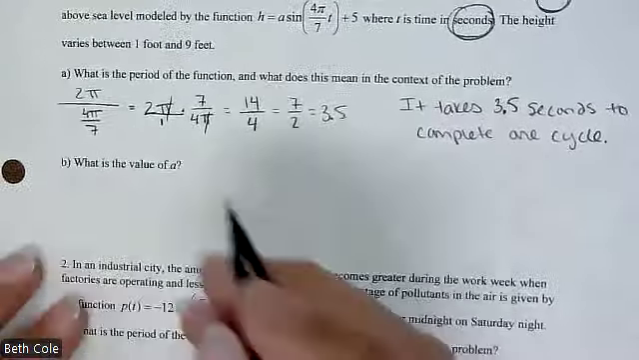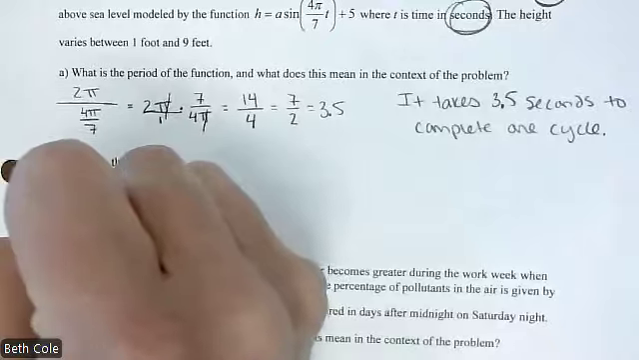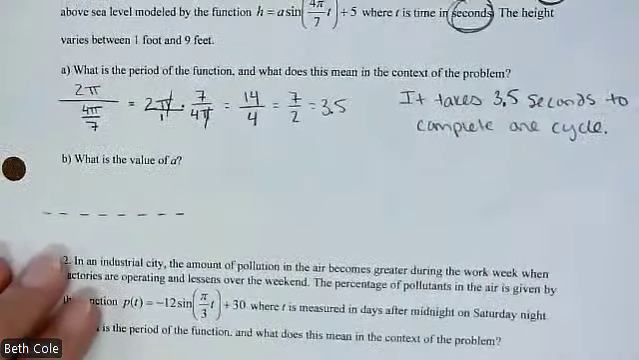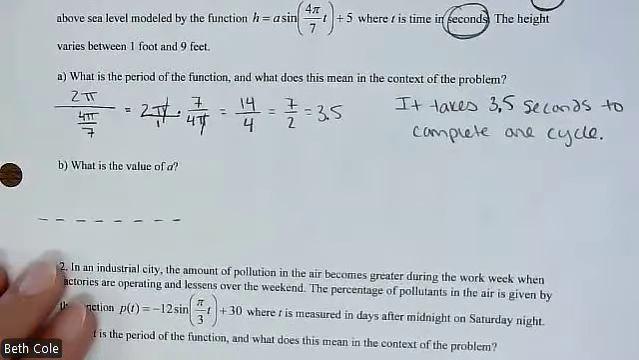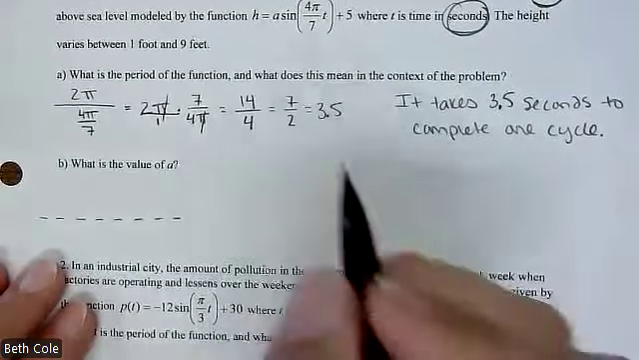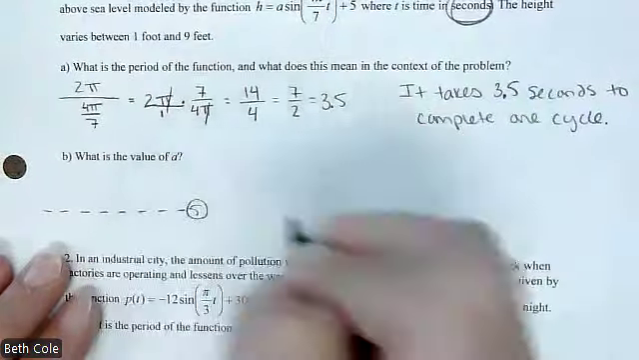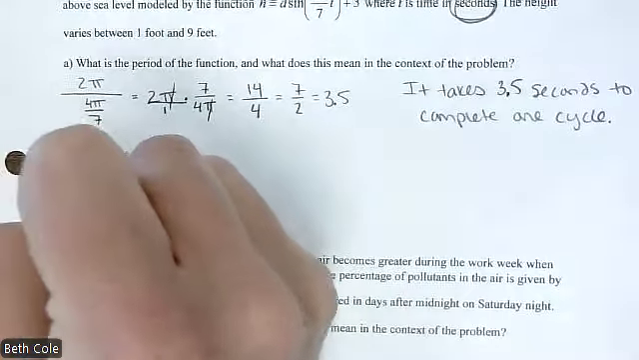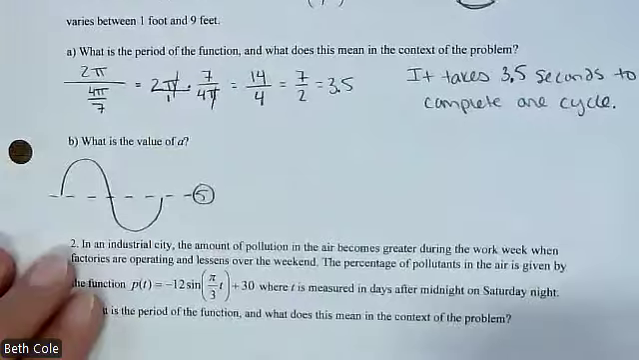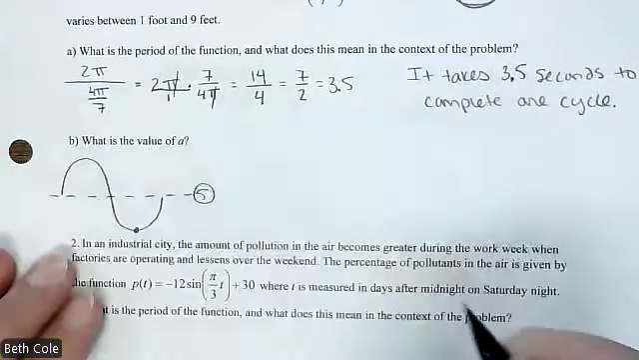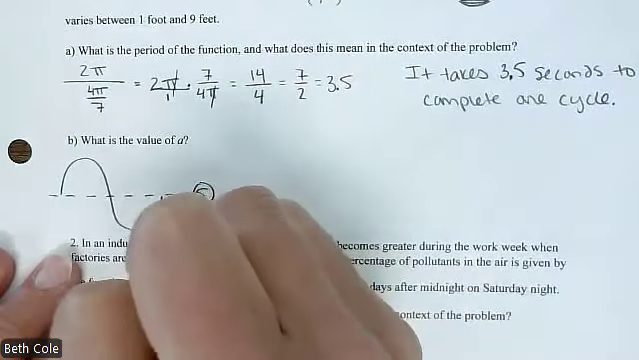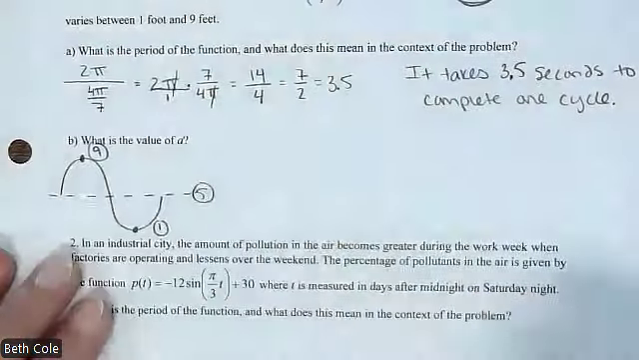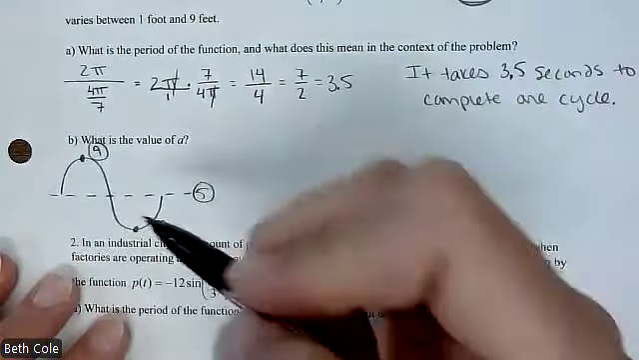All right, what is the value of A? Let's draw a little picture. Figure out where our center line is going to be. How much did this graph shift up or down? That's your D value or your vertical translation. 5. So 5 feet is our center there. And this buoy is going up and down on the waves. What did they say our minimum was? 1, good. And our maximum is 9. So this question is asking, what is the value of A?